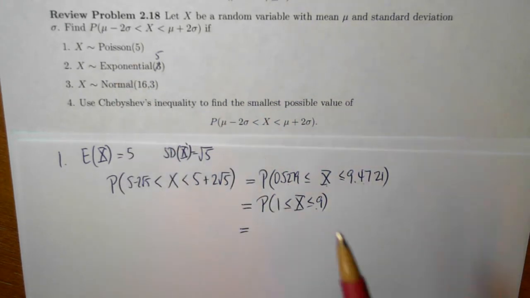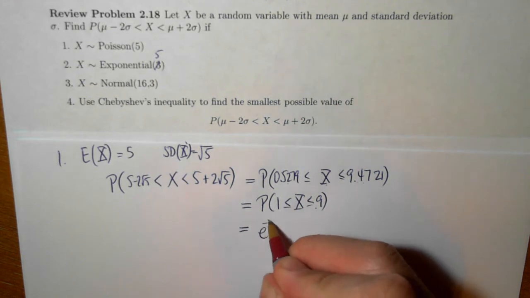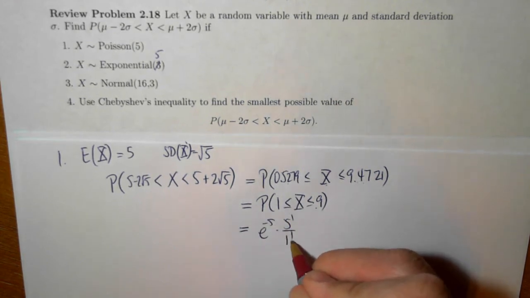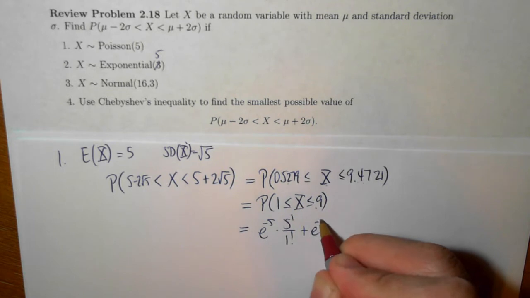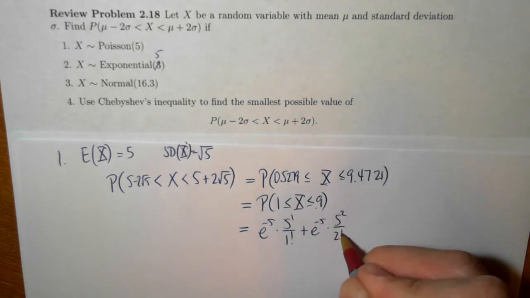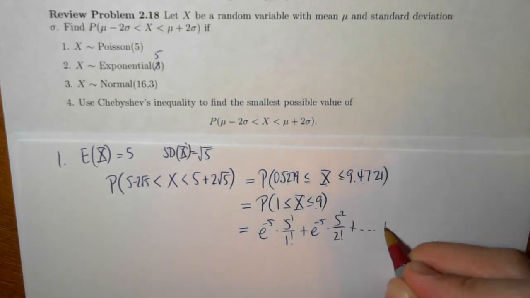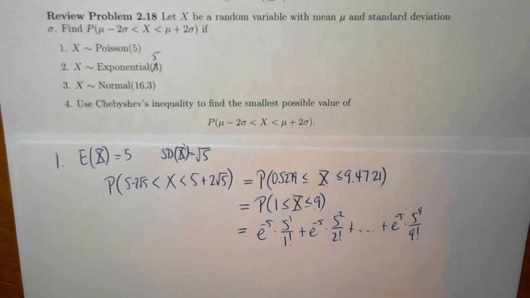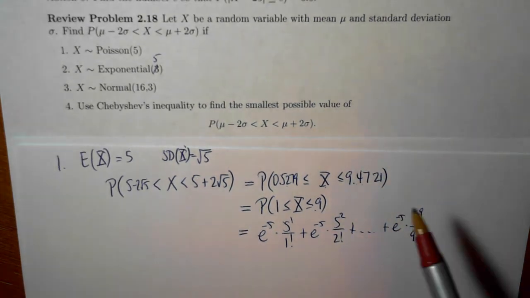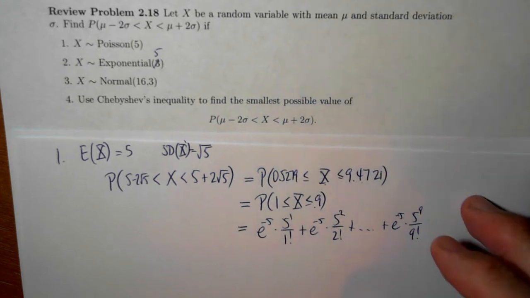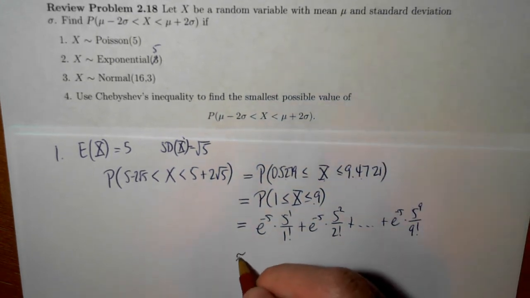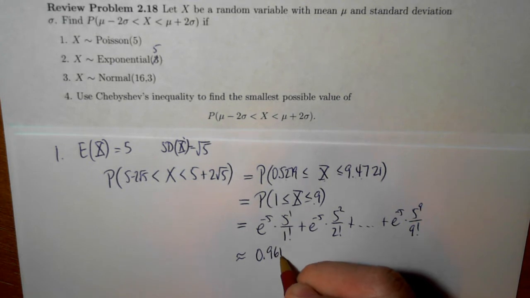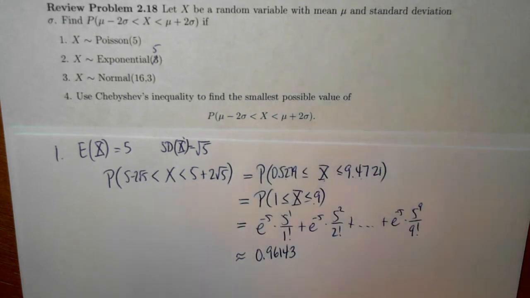Now it's Poisson with parameter 5, and so this will be equal to e to the minus 5 times 5 to the first over 1 factorial, plus e to the minus 5 times 5 to the second over 2 factorial, and so on until e to the minus 5 times 5 to the ninth over 9 factorial. And then there's no shortcut, we just simply have to add them up and see what we get, and the result that we get is approximately 0.96143. So that is the solution of this one.